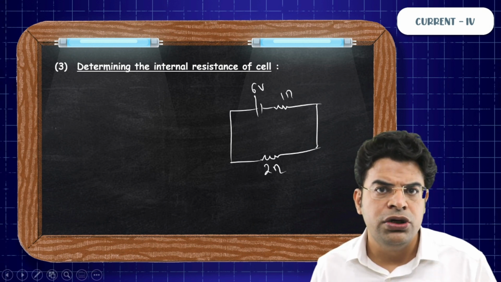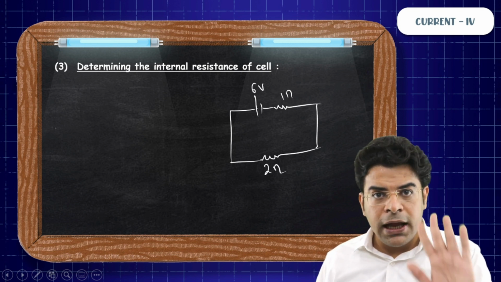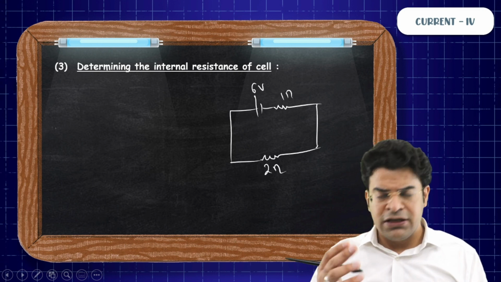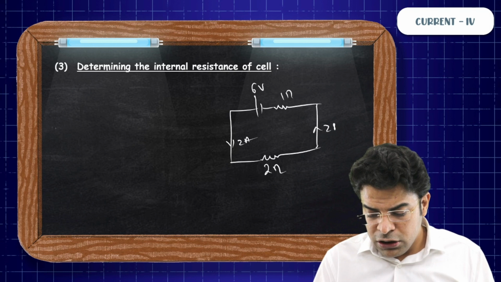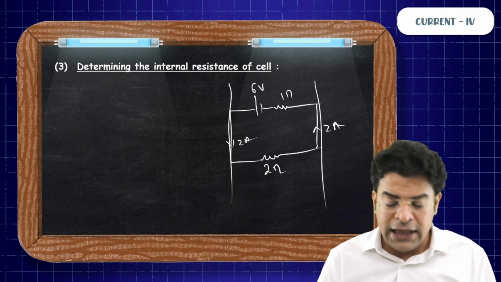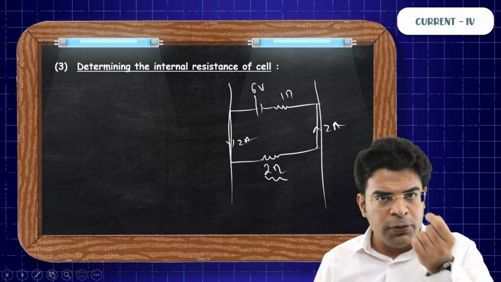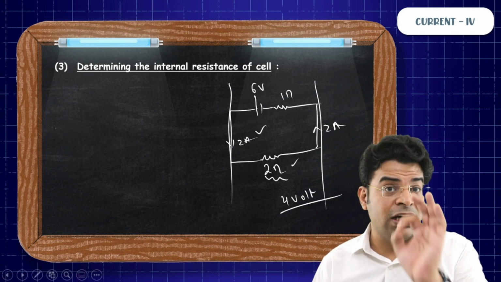Somebody asks you, when the cell discharges, what is the potential drop across the cell? My guidelines are, first of all, find the current in the circuit. So current in the circuit has to be 6 by 3, that is 2 ampere. Now the potential drop across the cell has to be the same as the potential drop across this 2 ohm resistor. So the potential drop here will be nothing but 2 into 2, 4 volt. So the potential drop across this discharging cell has to be 4 volt.